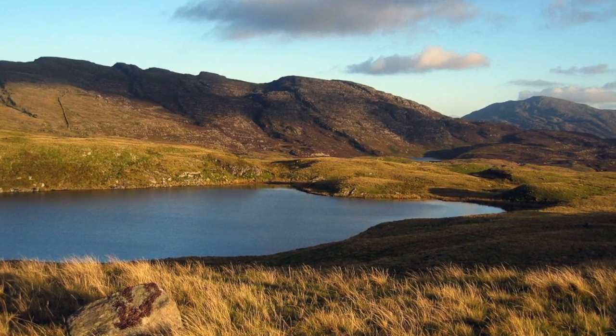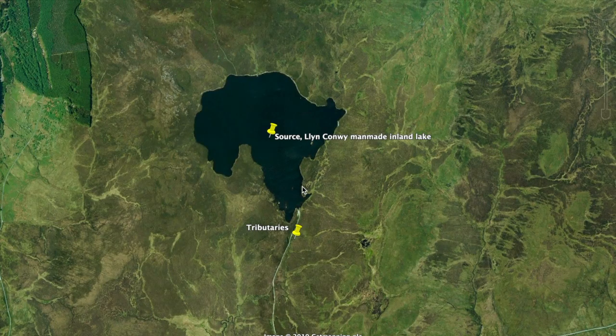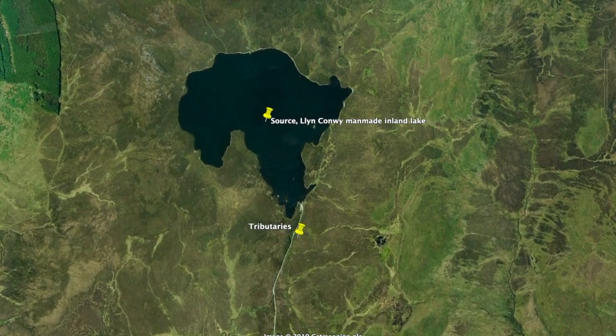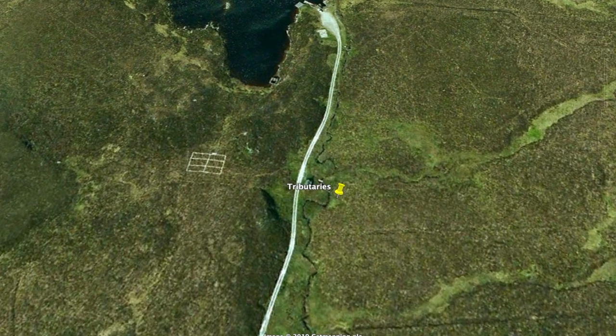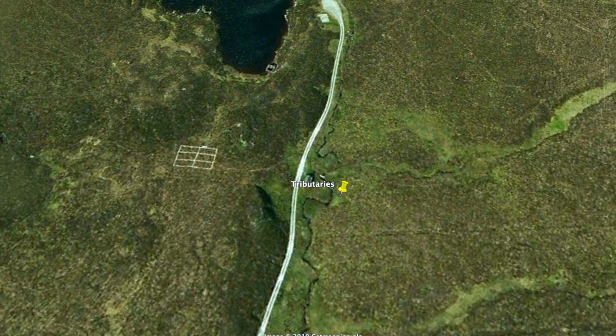The source. The source of the River Conwy is called the Llyn Conwy, which is a man-made inland lake. This is where the river begins. Here, you can see tributaries coming out of the Llyn Conwy inland lake. This is the upper course of the river. Generally a smaller volume of water, forming steep-sided V-shaped valleys, forming interlocking spurs. In this area, the river is a shallow channel and has a high bed load.